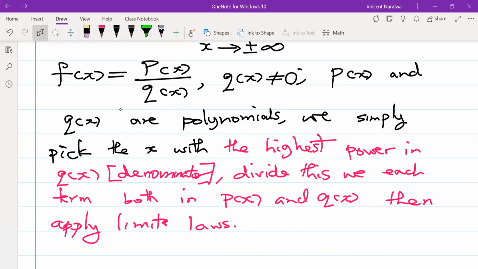So if the function is in the form of p over q, where both p and q are polynomials, you go to the denominator, identify the x with the highest power, then pick that x with that power, divide each term in the numerator and denominator by it, and then finally compute the limit using limit laws. I remember we said positive infinity means a very, very large number, and negative infinity means a very, very large negative number.